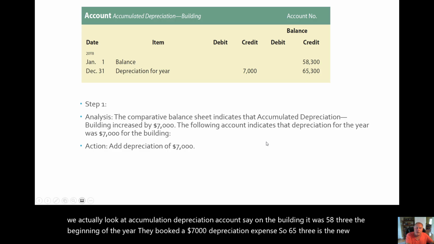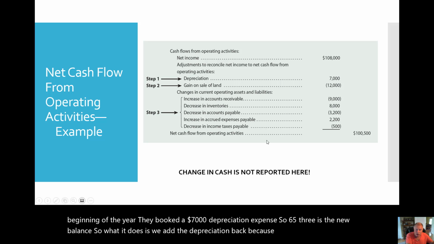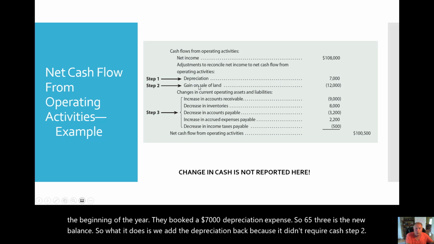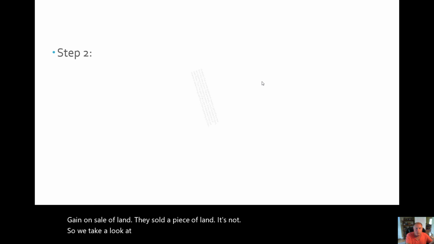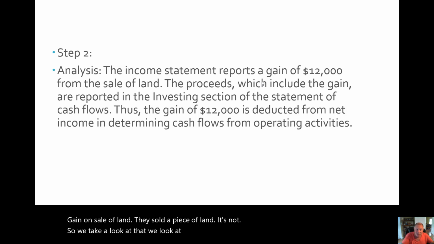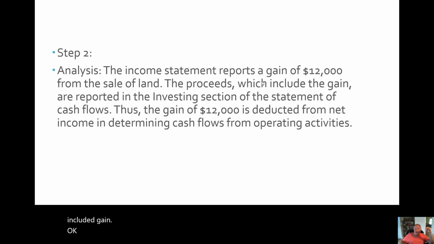So what we do is add the depreciation back because it didn't require cash. Step 2, gain on sale of land. They sold a piece of land. So we take a look at that. We look at the income statement and we see that proceeds include a gain. Okay? The gain is deducted from net income in order to determine cash flows from operating activities.